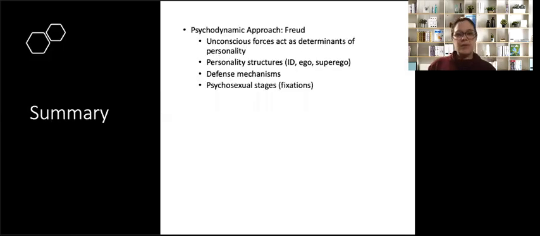So here are all of the approaches summarized. Again, I know this is a lot of information being thrown at you, but I try to summarize it in some main bullet points for each approach. So the psychodynamic approach, remember that it involves the unconscious forces acting as determinants of your personality. Your personality is made up of three structures, according to Freud: the id, the ego, and the superego. And we use defense mechanisms to deal with that anxiety that's caused by the unconscious. And then according to Freud, the development of personality occurs through the psychosexual stages that we went over in detail.